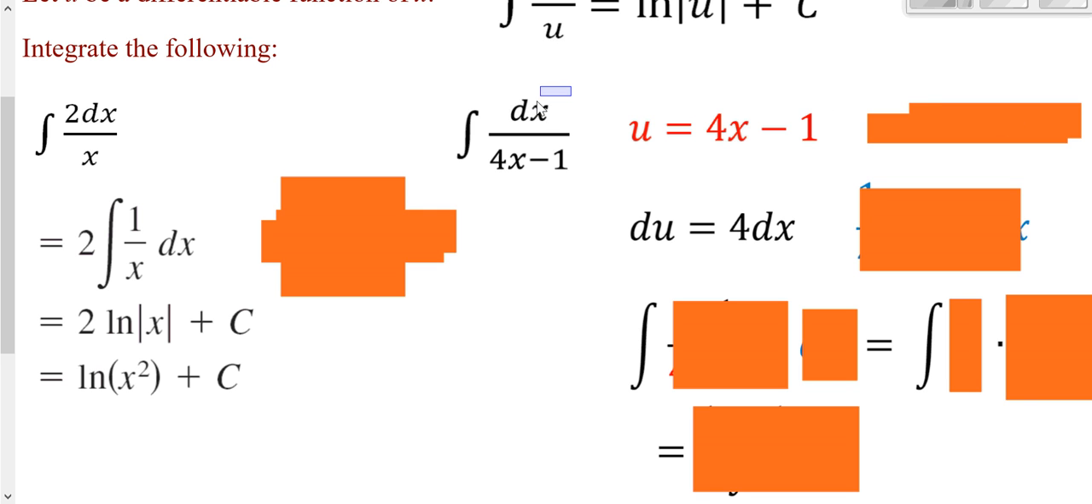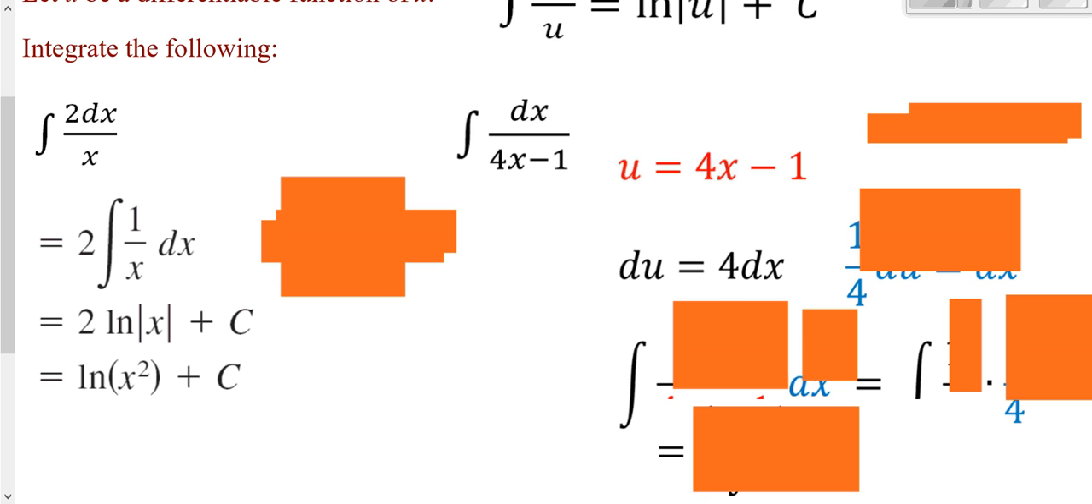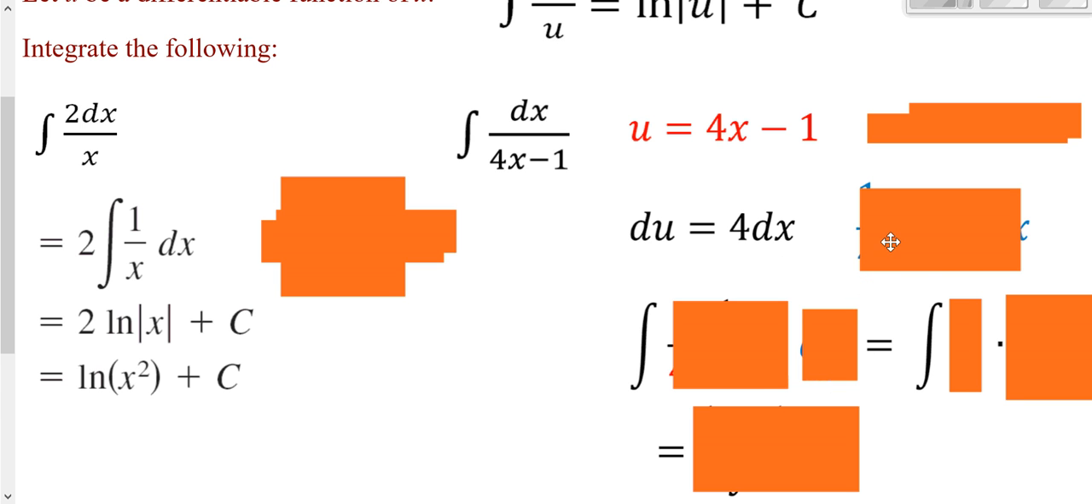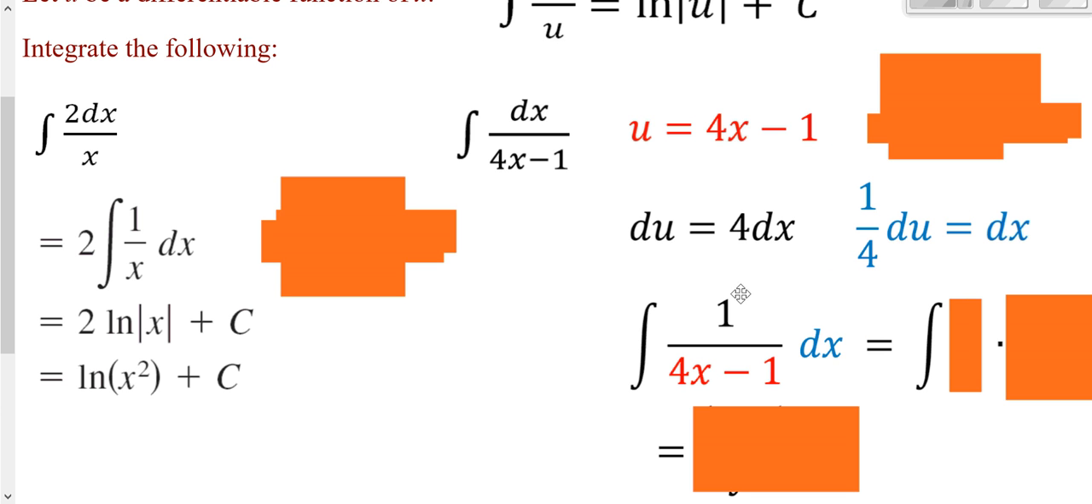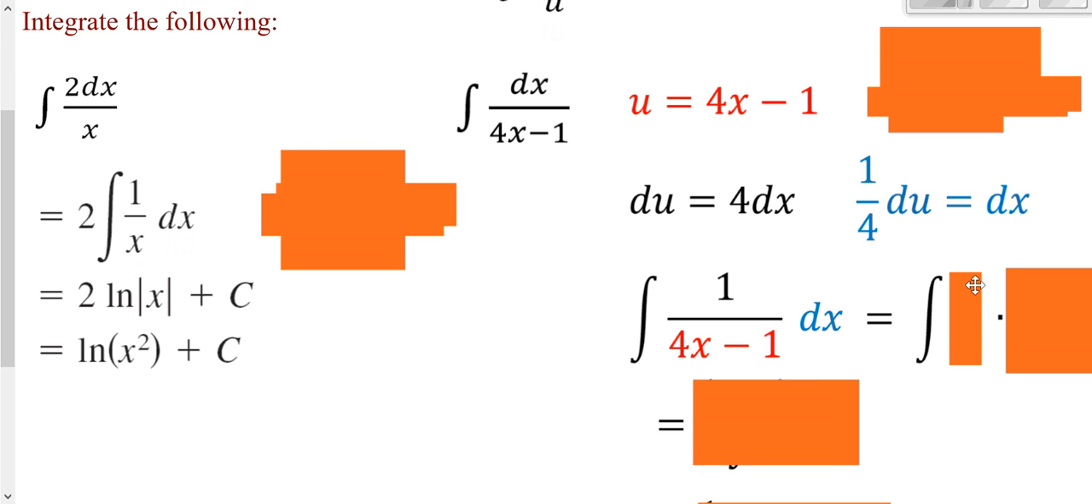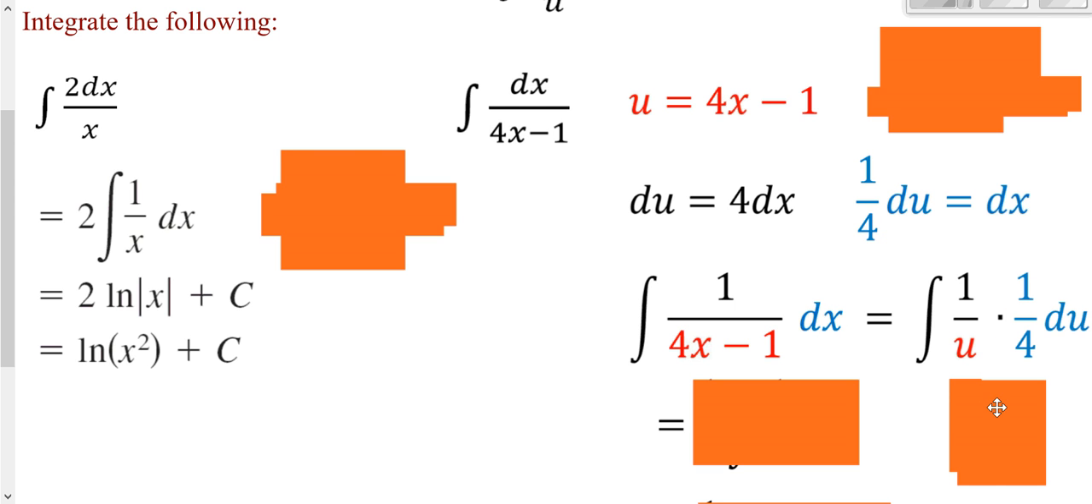Well, I just have a dx showing up. I don't have a 4 showing up in front of my dx. So I'm going to multiply both sides by 1/4. Huh. So if I rewrite my original problem like this, I would then get 1 over u, because the red is u. Instead of writing dx, I'm going to go 1/4 du.